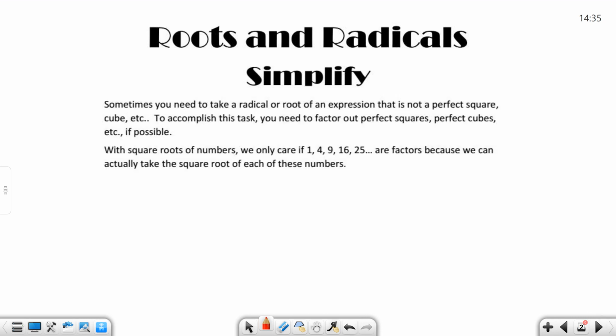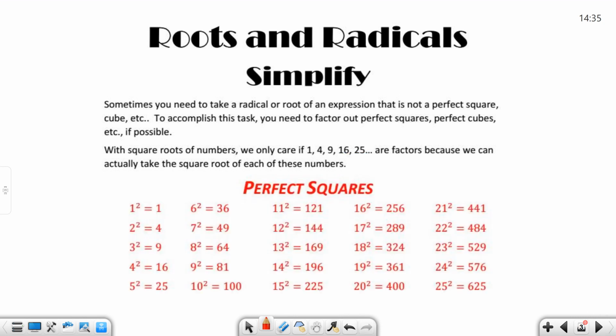And so here with square roots of numbers, we only care about 1, 4, 9, 16, and 25. The reason is this is 2 squared, right? 1 is 1 squared. 3 squared is 9. 4 squared is 16. 5 squared. So what's the next perfect square after 25? 6 squared is 36. So look, we don't care if the number 3 goes into something because you cannot take the square root of it. The reason we care, we can take the square root of every one of those numbers. That's why we care. So let's remind ourselves of our perfect squares.